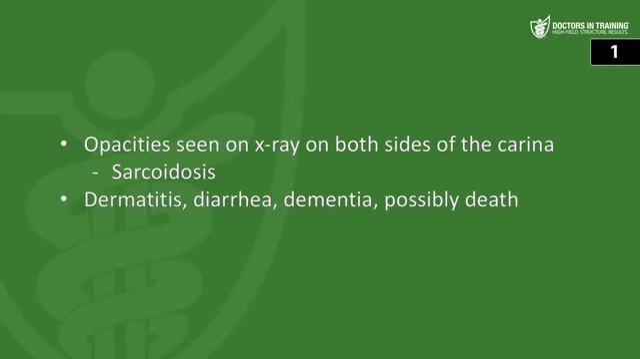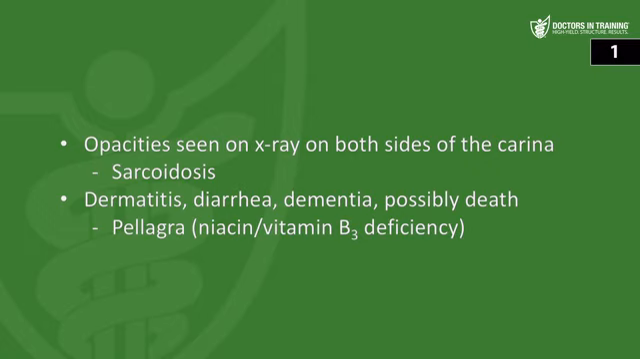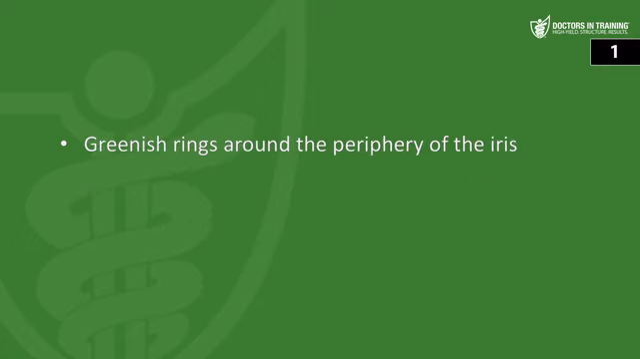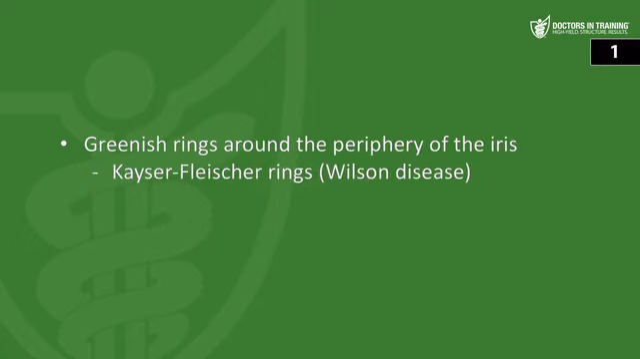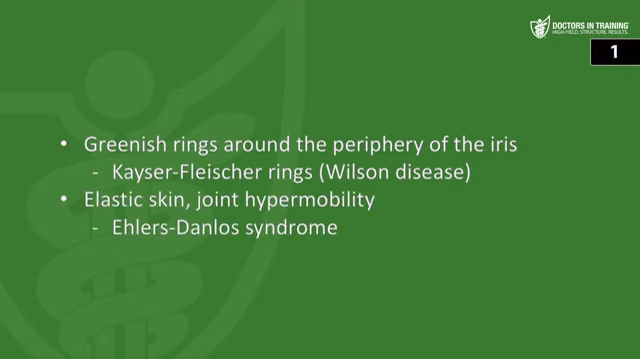Next one is dermatitis, diarrhea, and dementia, which are the 3 Ds of pellagra, which is a niacin deficiency, a vitamin B3 deficiency. Sometimes it can result in death, which is a 4th D. Greenish rings around the periphery of the iris are the Kaiser-Fleischer rings seen in Wilson disease. Elastic skin and joint hypermobility, that's Ehlers-Danlos syndrome.